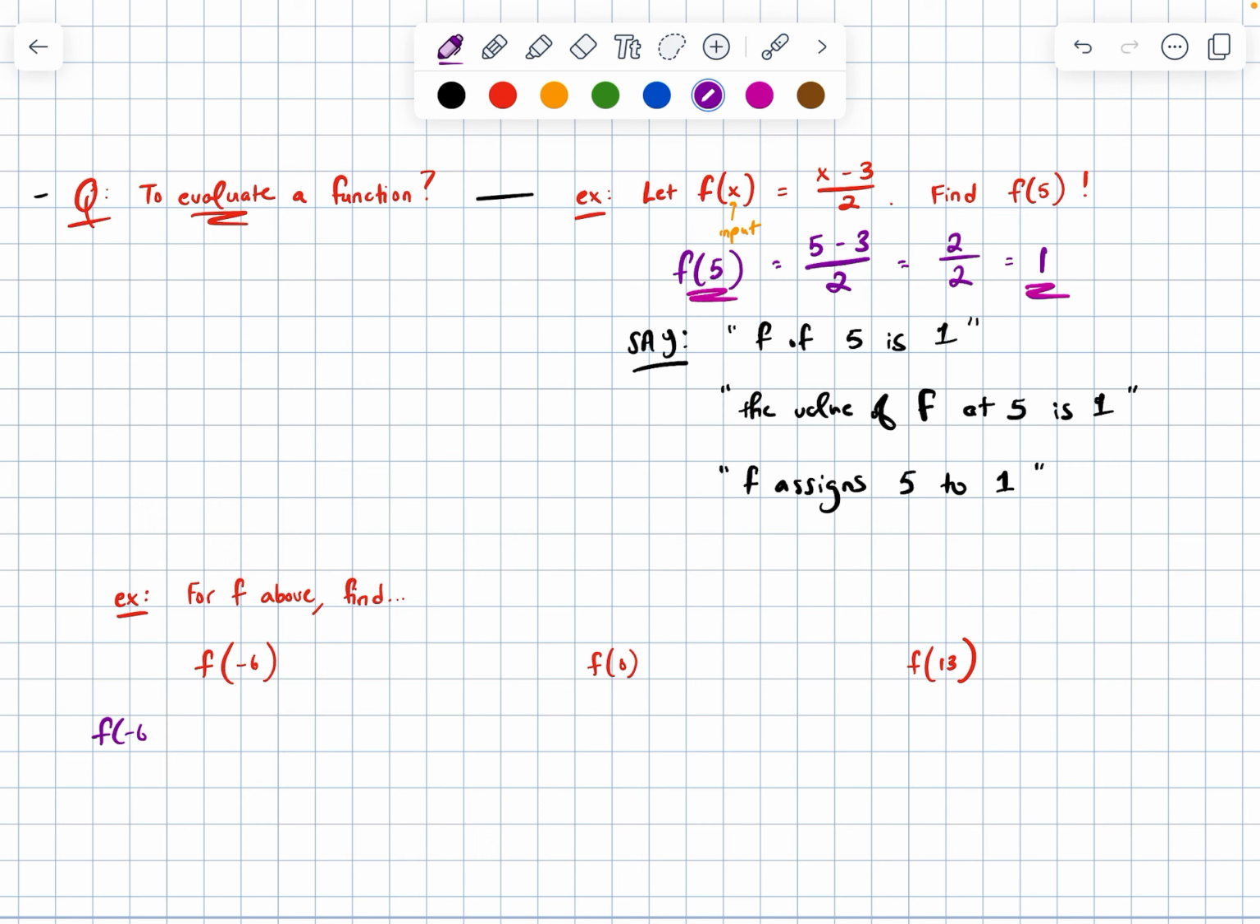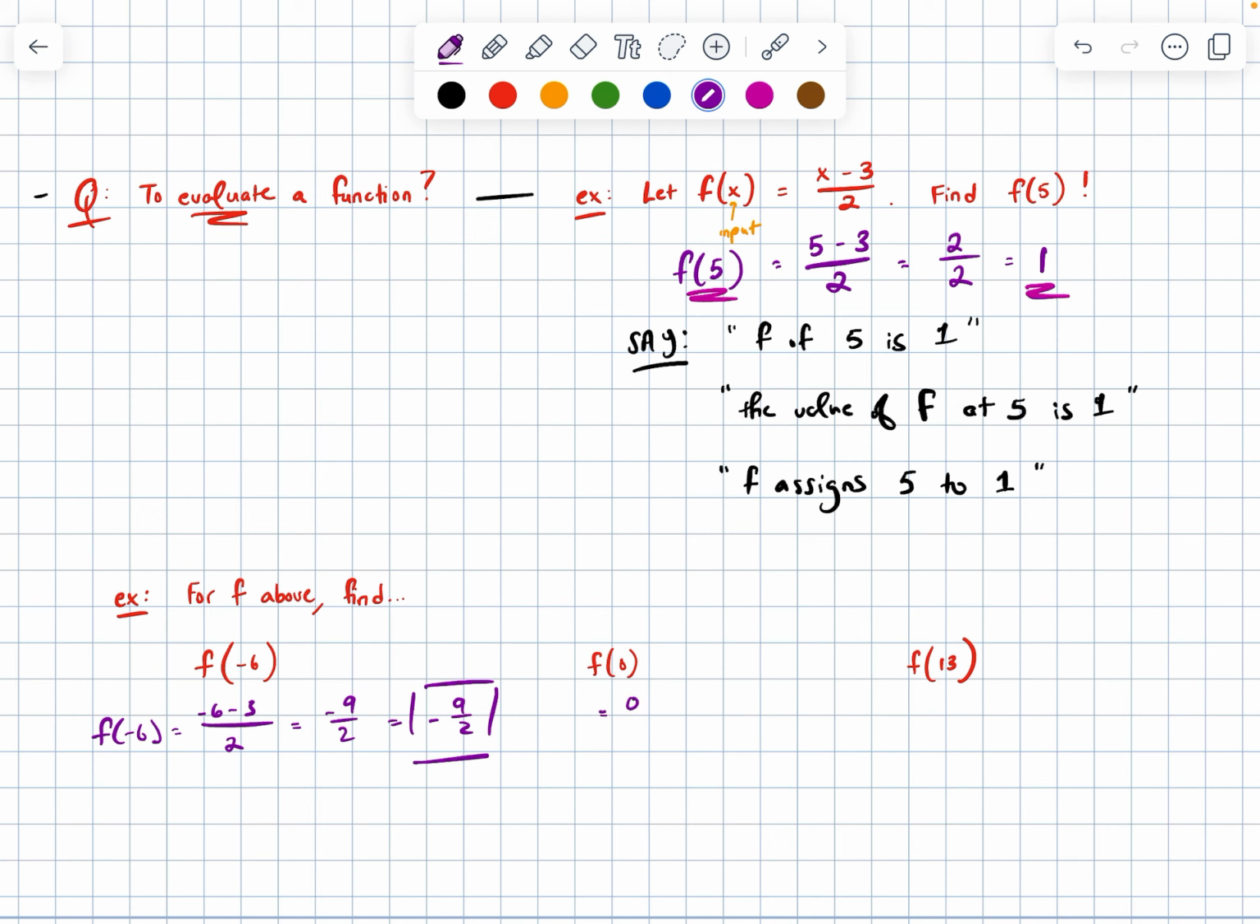Alrighty. Well, if f of negative 6 is the thing that I want to evaluate, all I need to do is take that negative 6. It's going to take the place of x. So I've got negative 6 minus 3 all over 2. Negative 6 minus 3 is negative 9 halves, which I might write as negative 9 halves by pulling that minus out in front. Either way, totally fine to leave it as an improper fraction.